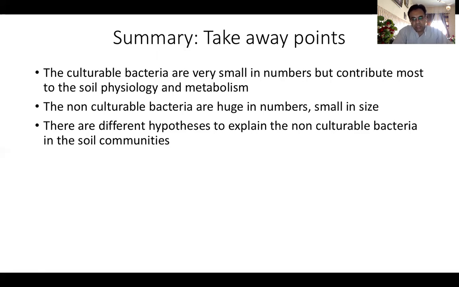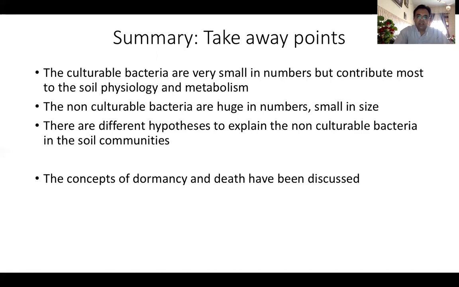There are different hypotheses to explain the non-culturable bacteria in the soil communities. One I already discussed in this lecture is that some people think that they are actually stressed cells of the same normal communities that we see in the culture form. The second community says that no, they are actually cells of their own. They have their DNA intact, and whenever they are studied using molecular techniques, they show their own groups, as we have already seen in this lecture.